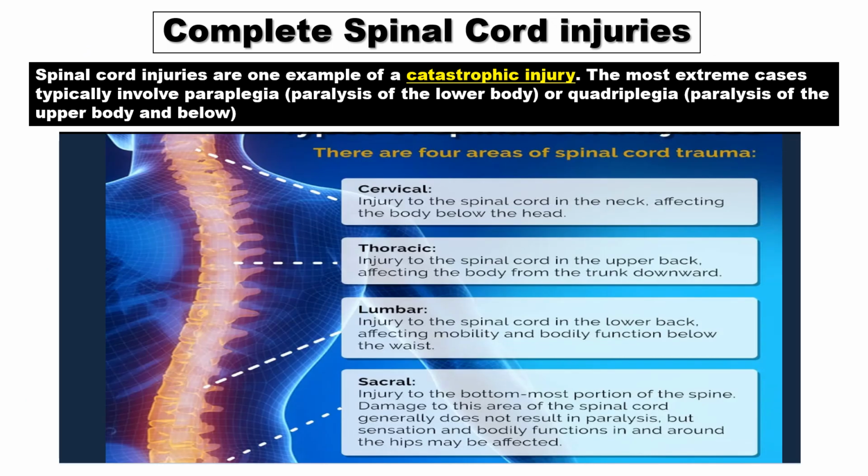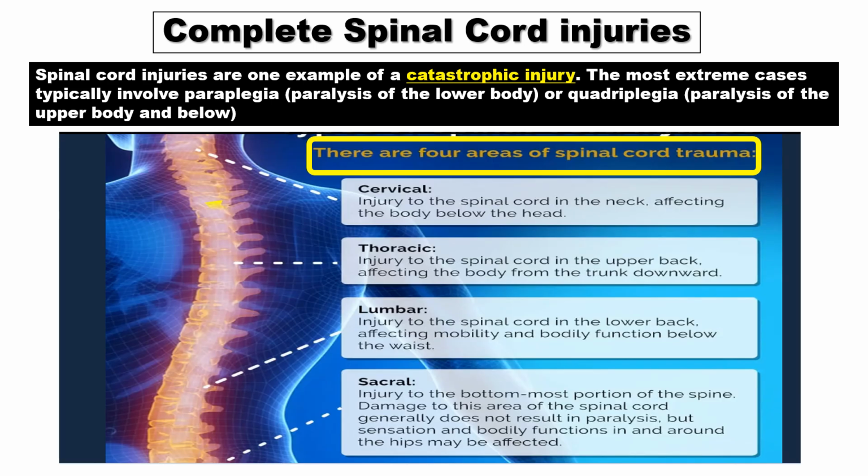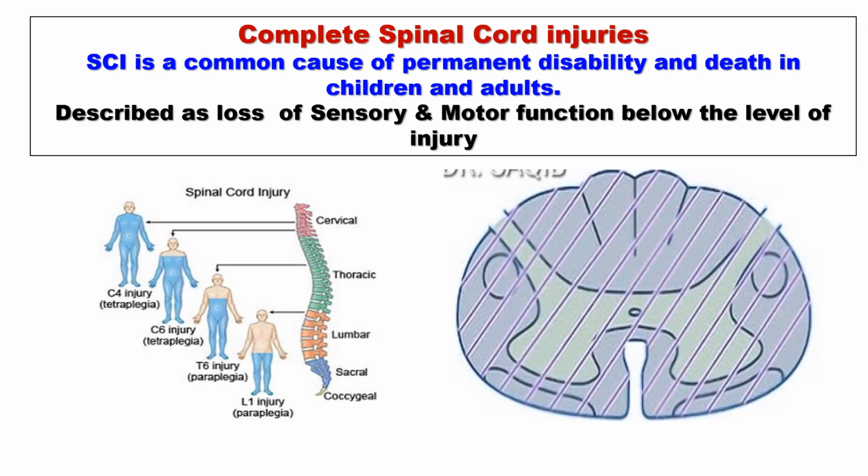Complete spinal cord injuries are one of the examples of catastrophic injury. The most extreme cases typically involve paraplegia, paralysis of the lower part of the body, or quadriplegia, paralysis of the upper limbs and lower limbs. Four types of spinal cord trauma: it can be in the cervical region, thoracic region, lumbar region, and sacral region. Complete spinal cord injuries are a common cause of permanent disability and death in children and adults. Described as a loss of sensory and motor function below the level of injury.